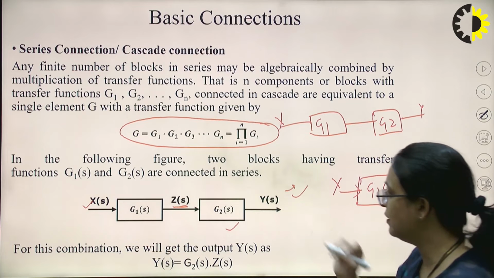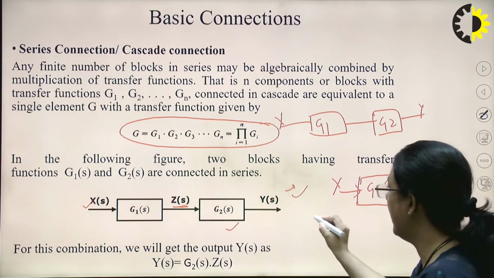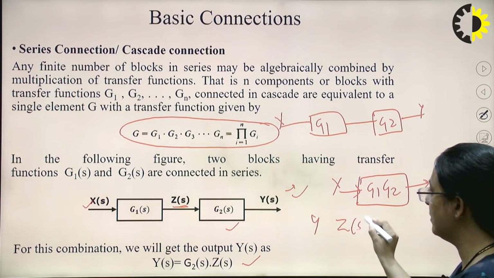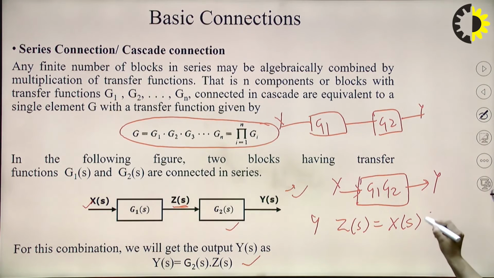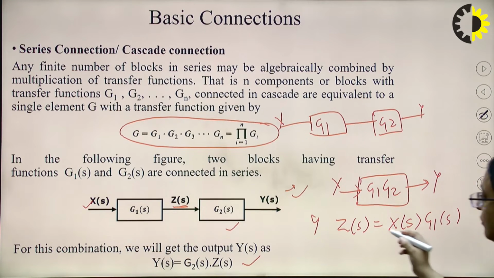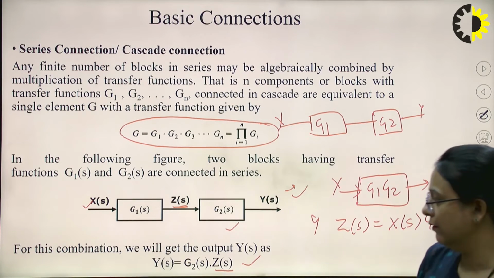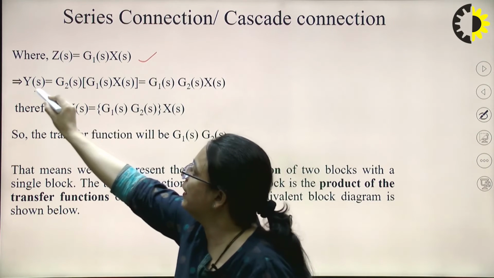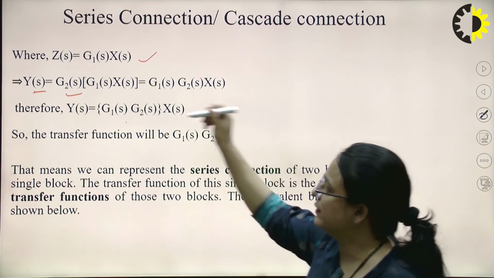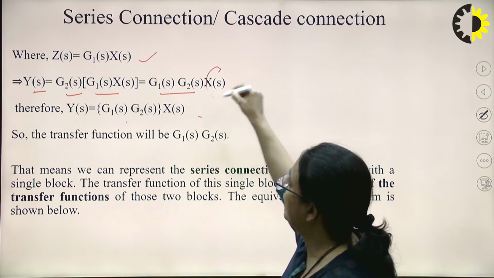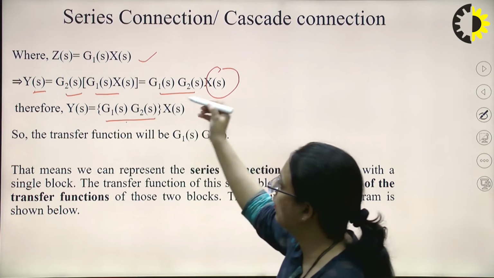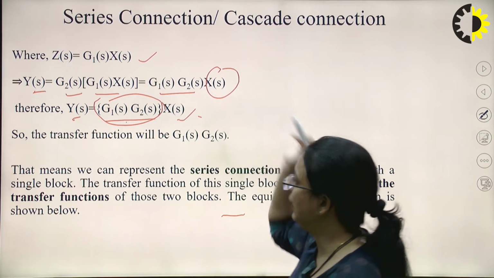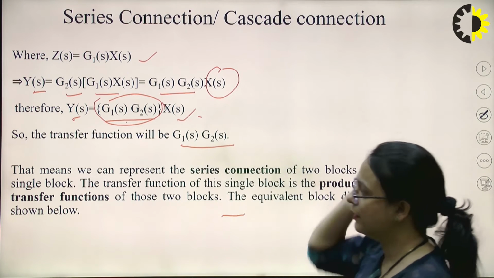See here, Ys is the output. So we can write Ys as G2s into Zs, and Zs can be written as Xs into G1s. We can put the value of Zs here, so Ys will be equal to G2 into G1 into Xs. Xs is the input, so you can write it in this form: Ys equals the multiplication of these two transfer functions into the input. So the transfer function here is G1 into G2.